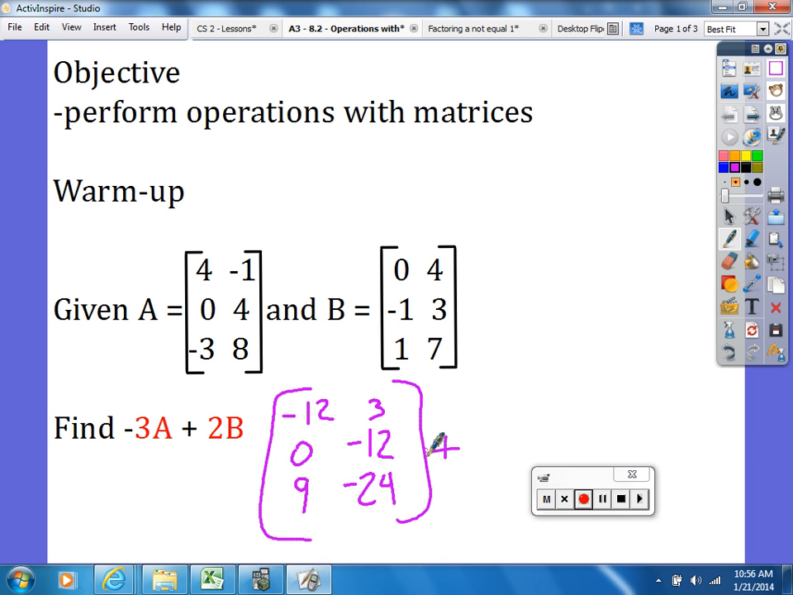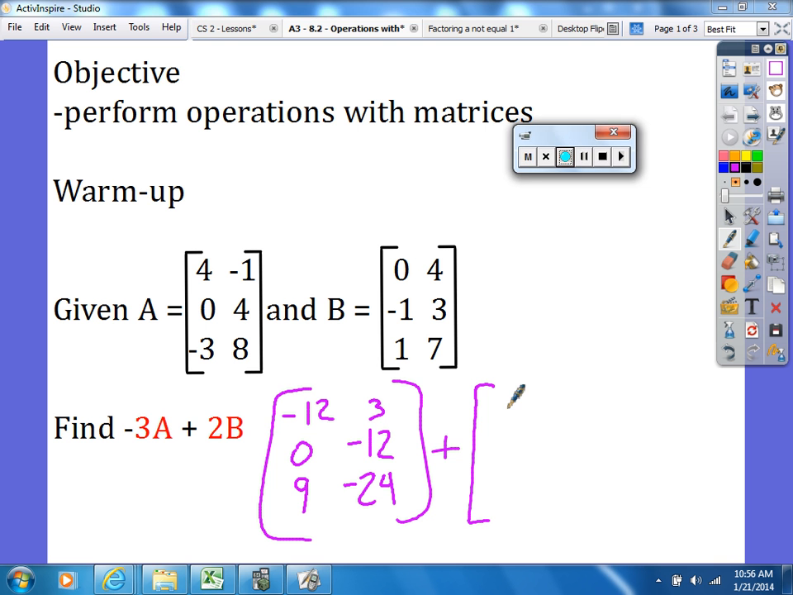All right. How many of you had that for the first one? Good. Now, what are we going to do with B? Multiply it by 2, so 0, 8, -2, 6, 2, and 14.